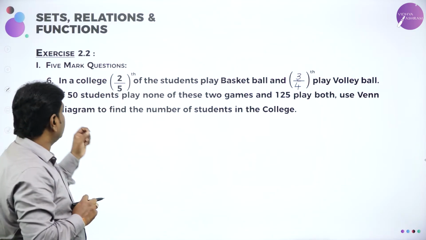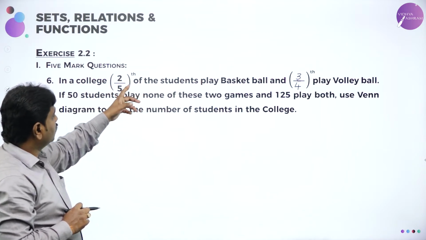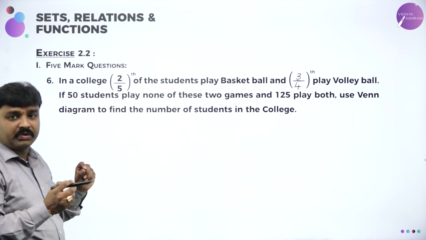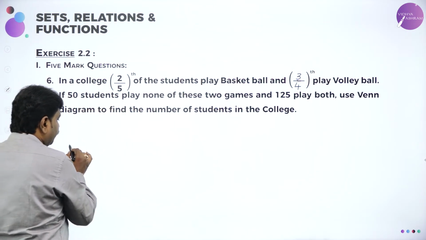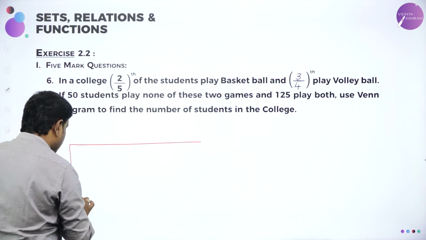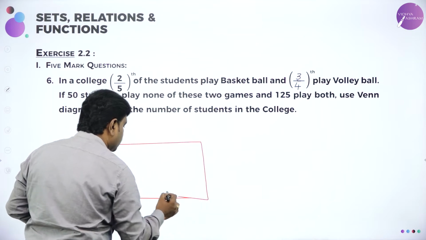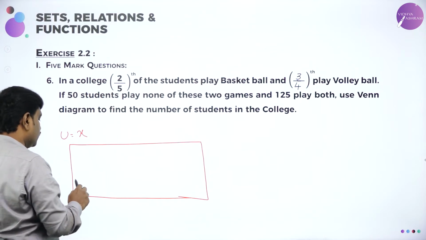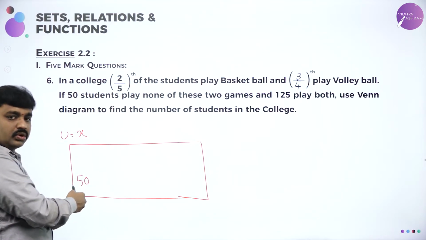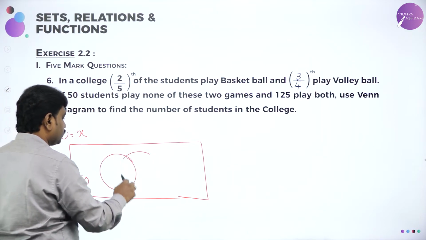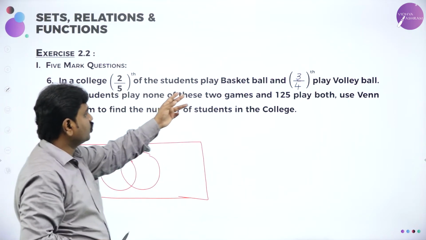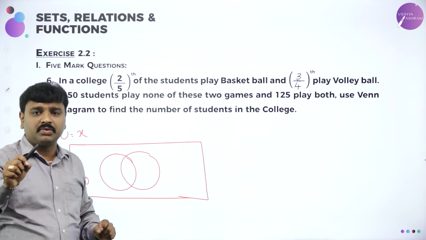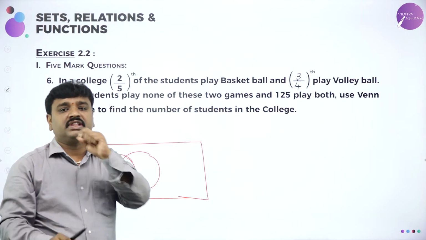Let us assume here they told that 2/5 of the total students play basketball and 3/4 will play volleyball, 50 play none of the games. So, if I draw a Venn diagram, we do not know how many students are there. We will assume X be the total strength, universal set, and we need to find this. 50 play none means 50 comes out, and these are two sets. What are the two sets? One is basketball players, the other one is volleyball players. I told you, mandatory, whenever you start a problem, you should define the set.